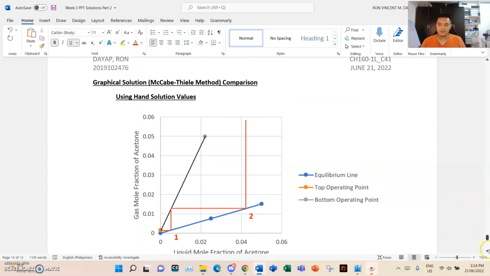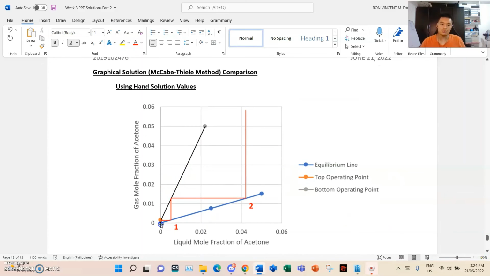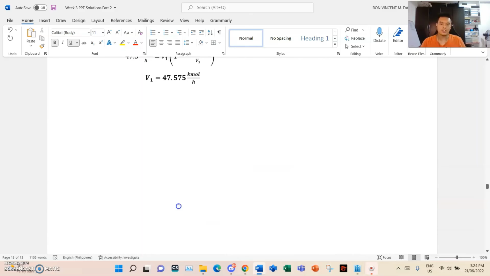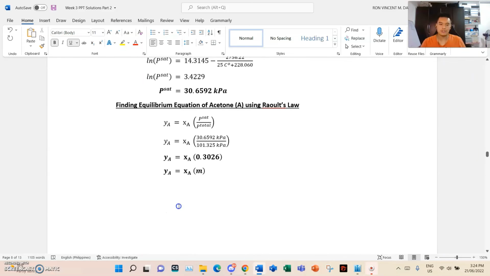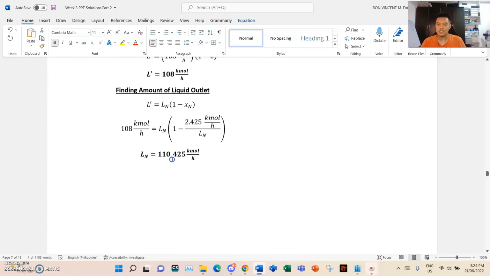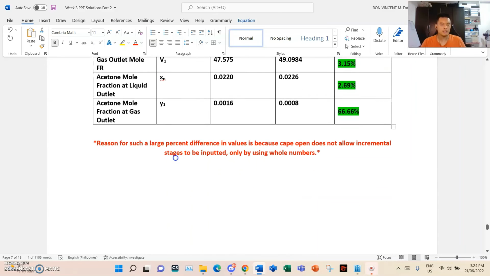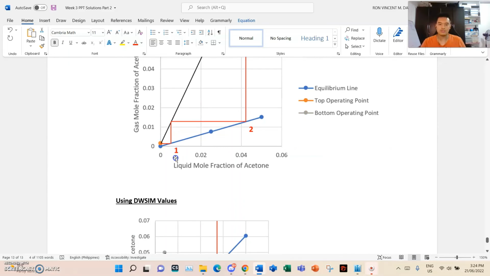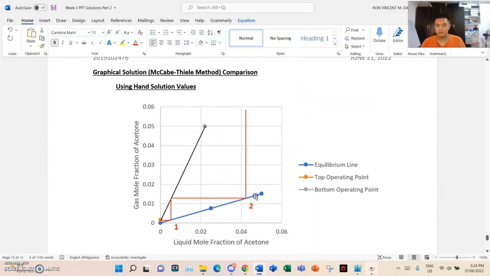Simply put, the procedure is very simple. You need to plot the liquid mole fraction and the gas mole fraction. Remember our equilibrium line derived earlier, which is this one. This is our equilibrium relation line, and I use it to plot the equilibrium line needed for the graphical solution. The blue represents the equilibrium line. And what is this black line? This is the operating line.